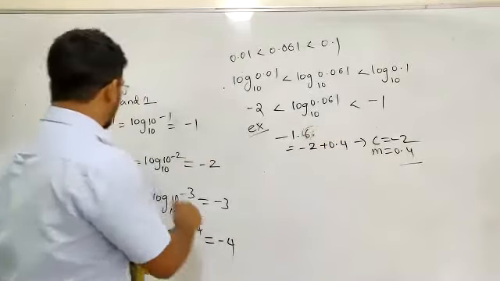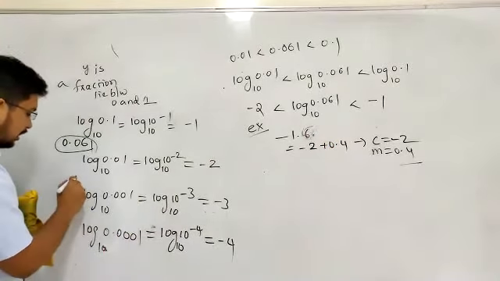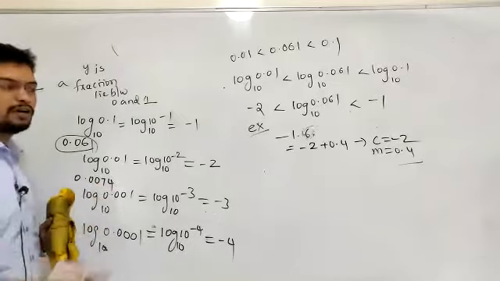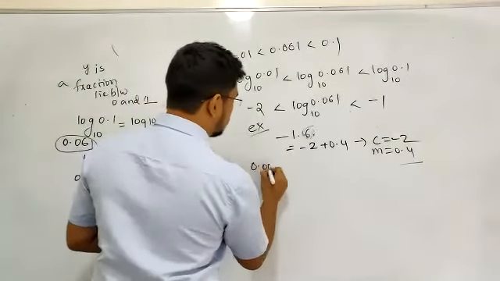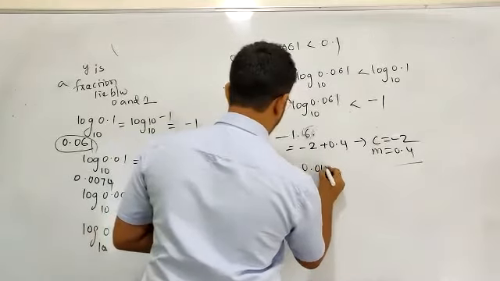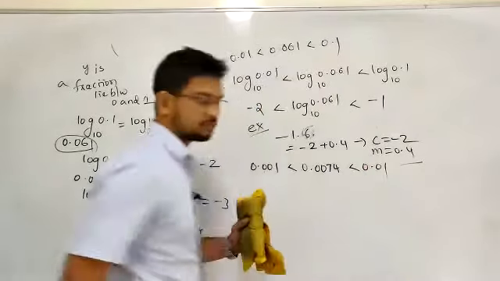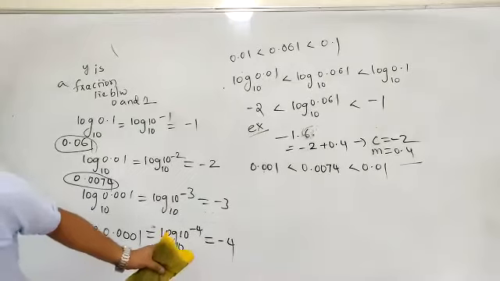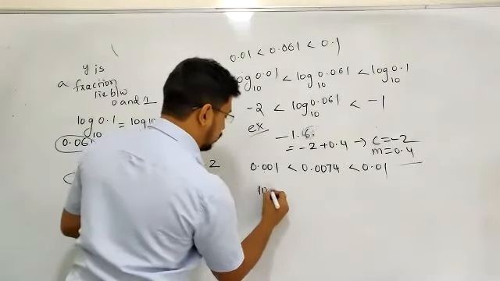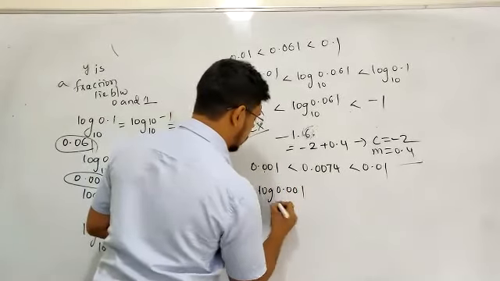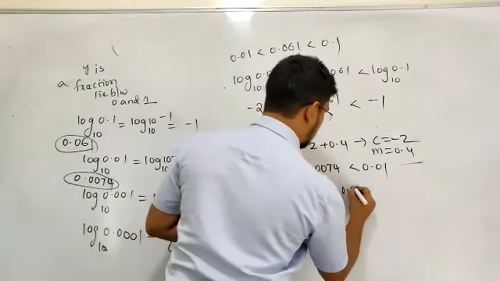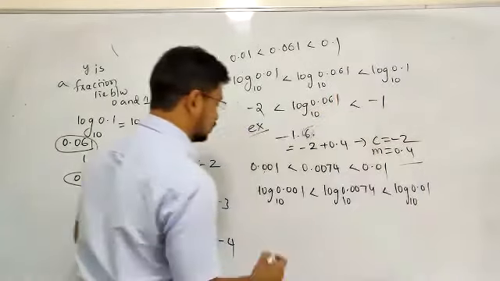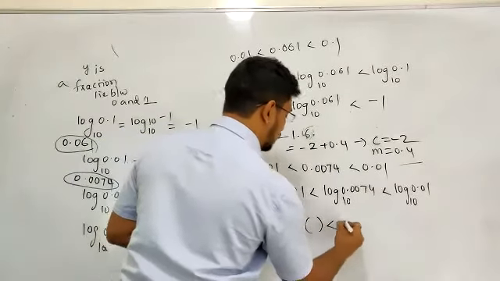Already we have discussed that. For example, if I take one more number, 0.0074, I'll take 0.001 is less than 0.0074 is less than 0.01. I'm taking one more number in this interval. So from that you will be getting log of 0.001 to the base 10 is less than log of 0.0074 to the base 10 is less than log of 0.01 to the base 10. So you'll be getting -3 is less than this value is less than -2.